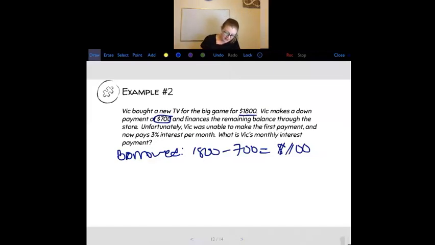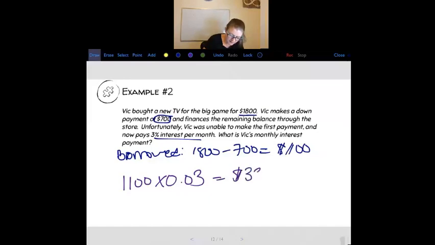Okay. And then 3% interest per month. So we would take 1,100 times 0.03, working with that rate as a decimal, which would be an interest payment of $33 per month.